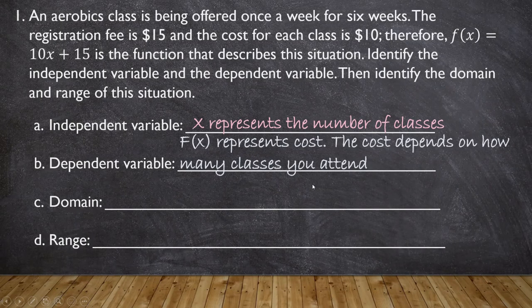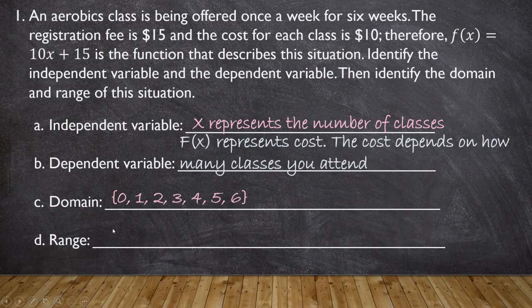So for example, it wouldn't make sense to say the number of classes you attend depends on the cost. Okay. Domain, in this case, because you cannot attend 1.2 classes or 1.3 classes, those would go up in whole number increments, and then there's a maximum amount of 6. This is only going on for 6 weeks. So our domain, since it's x values and those are representing number of classes, domain is 0 through 6.